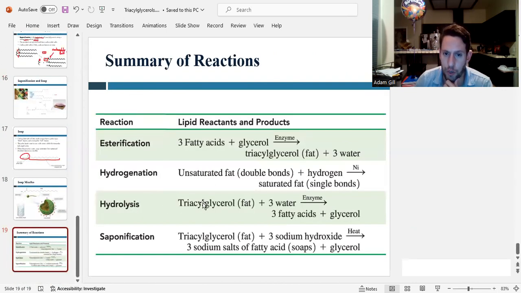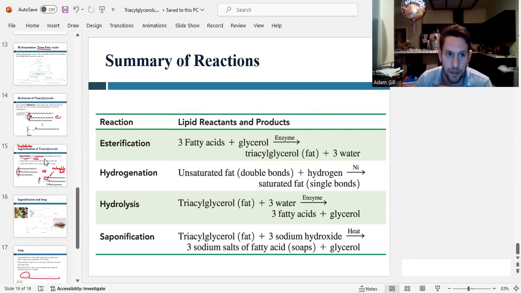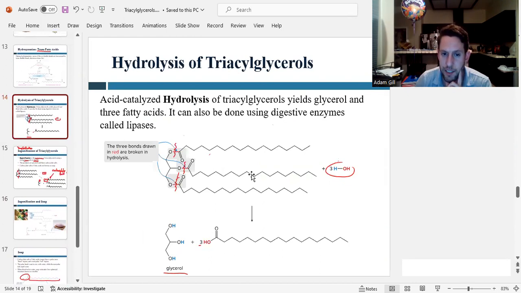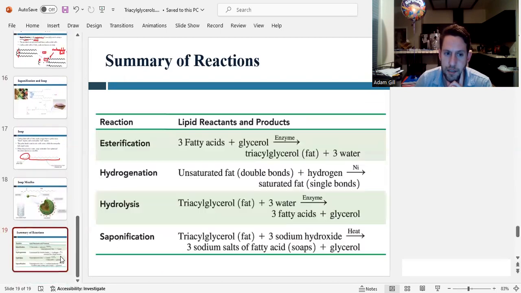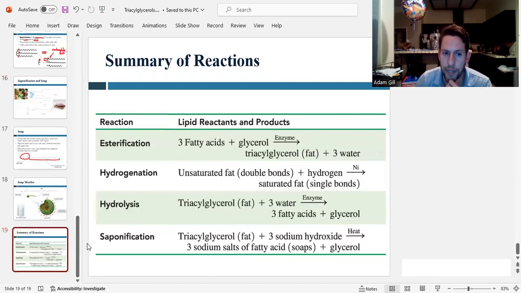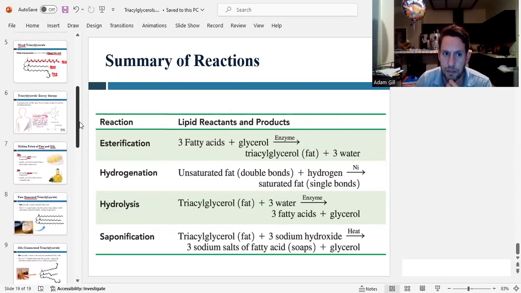We talked about hydrolysis using acid or an enzyme. And so hydrolysis under acidic conditions gives you three fatty acids and a glycerol. And then saponification is hydrolysis using a base. And that's when you get your three soap molecules, your carboxylate salts and the glycerol. So those are the four reactions of triacylglycerols.